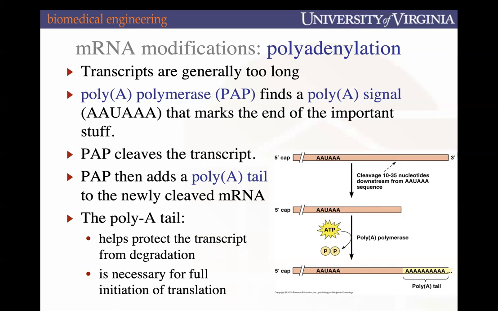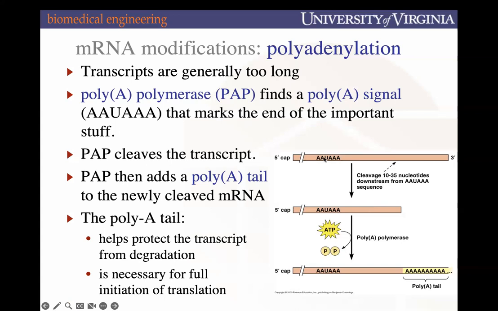So there's a need for clipping that, but also a way to mark the end of the important information within our mRNA transcripts. So there's a specific signal. Now it's about 10. That's another consensus sequence here. This is an AAUAAA.